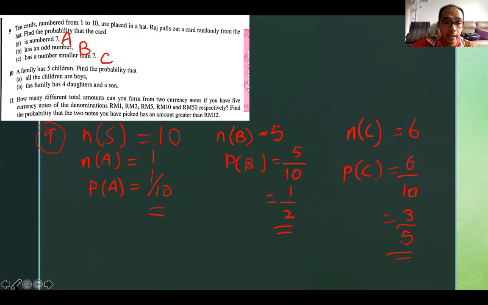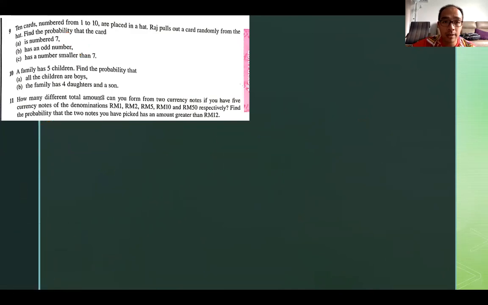All right, let's take a look at question number 11. How many different total amounts? Okay, this is maths one. How many different total amounts can you form from 2 currency notes if you have 5 currency notes of the denominations RM1, RM2, RM5, RM10, and RM50? Obviously now we don't have the RM2 anymore, but never mind. So how many different total amounts? Okay, it means from these 5, you choose 2. Then how many amounts can you get?